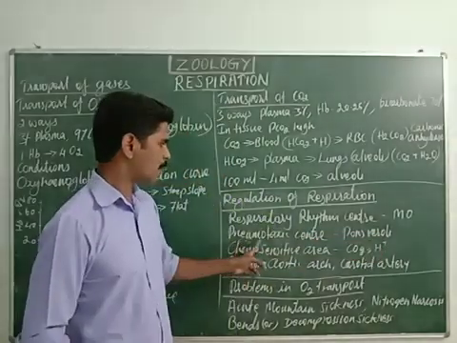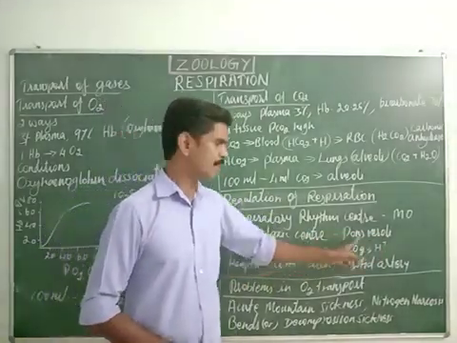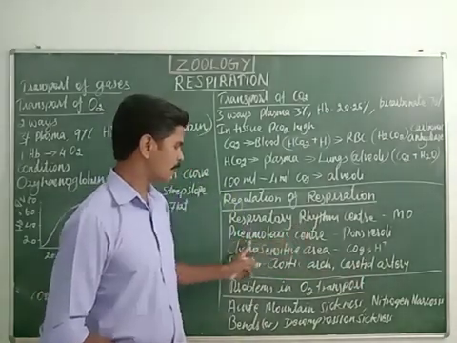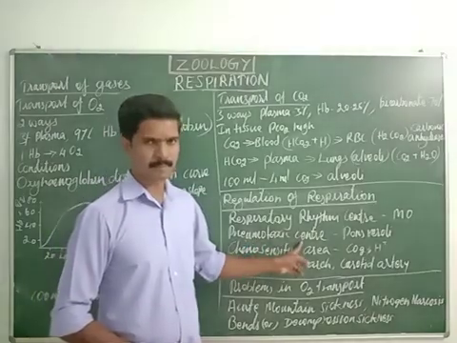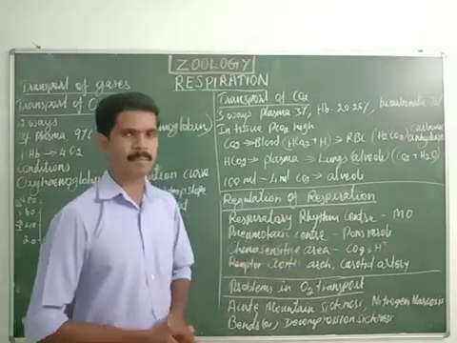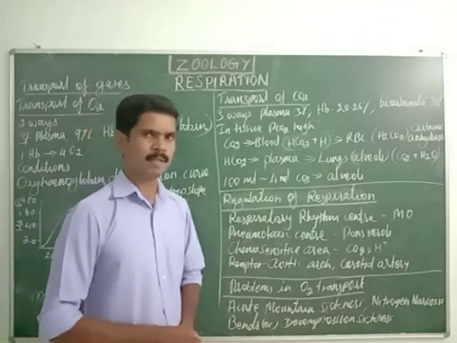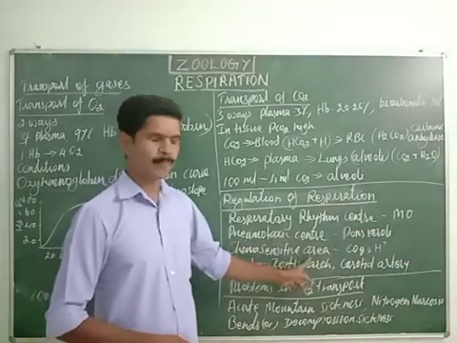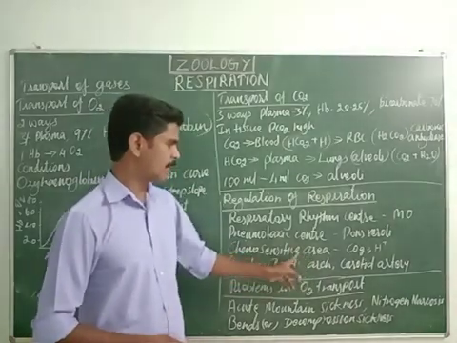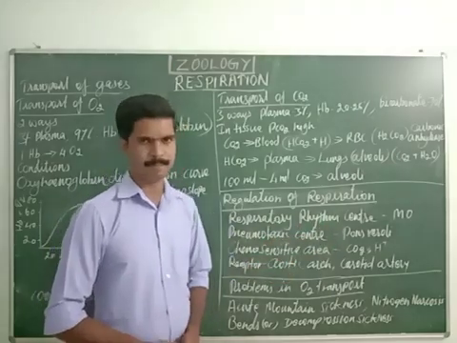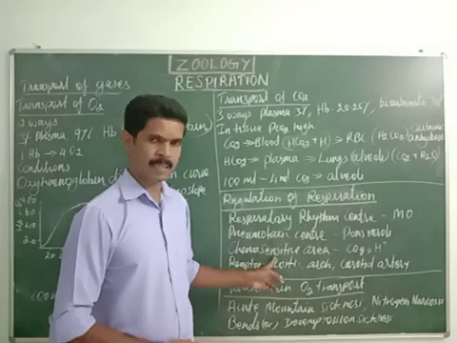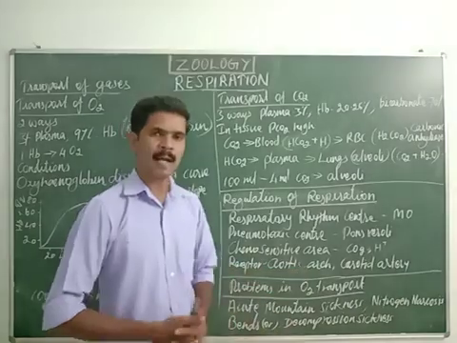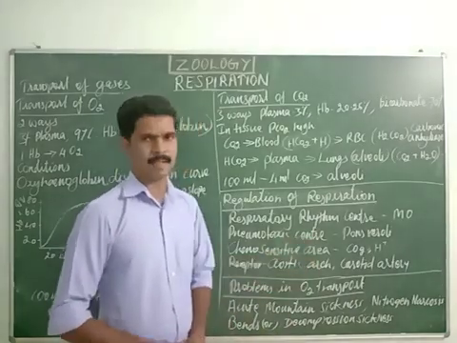The second center is called the pneumotaxic center. It is present in the pons varolii of the brain. So these 2 centers play a very important role in controlling our respiratory process. Then one more area is present, the chemosensitive area. This chemosensitive area is located near the respiratory rhythm center, and it is highly sensitive to carbon dioxide and hydrogen.